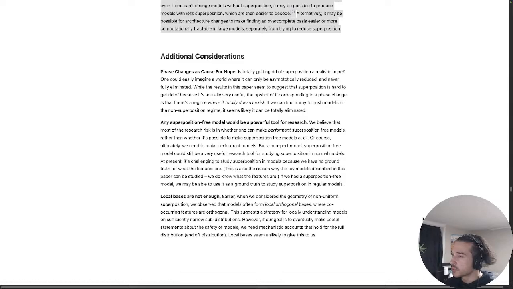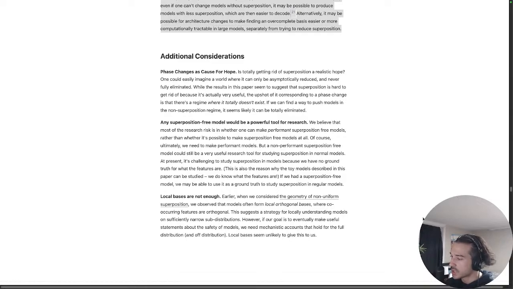We believe that most of the research risk is in whether one can make performant superposition-free models, rather than whether it's possible to make superposition-free models at all. Of course, ultimately, we need to make performant models, but a non-performant superposition-free model could still be a very useful research tool for studying superposition in normal models. At present, it's challenging to study superposition in models because we have no ground truth for what the features are. This is also the reason why the toy models described in this paper can be studied. We do know what the features are. If we had a superposition-free model, we may be able to use it as a ground truth to study superposition in regular models. Local bases are not enough.